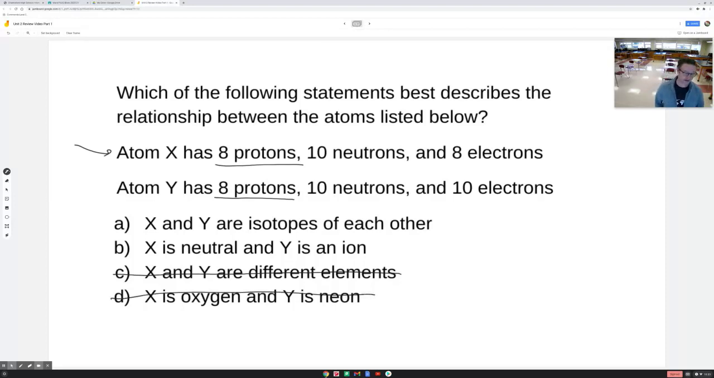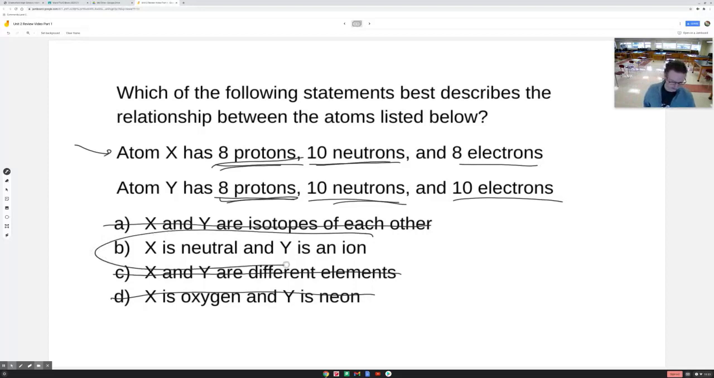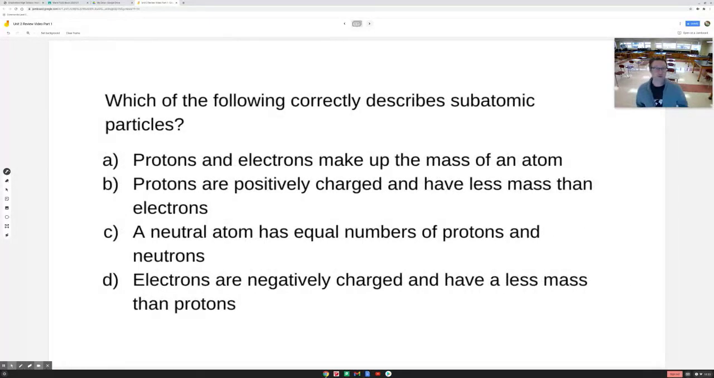So now we're trying to figure out, is it an isotope or an ion? Remember, isotopes have different numbers of neutrons, but the same number of protons. These have the same protons and the same neutrons, which means they are not isotopes. Ions have different numbers of electrons, so that makes these ions. Electrons makes it ions, neutrons makes it isotopes. Protons makes it elements.